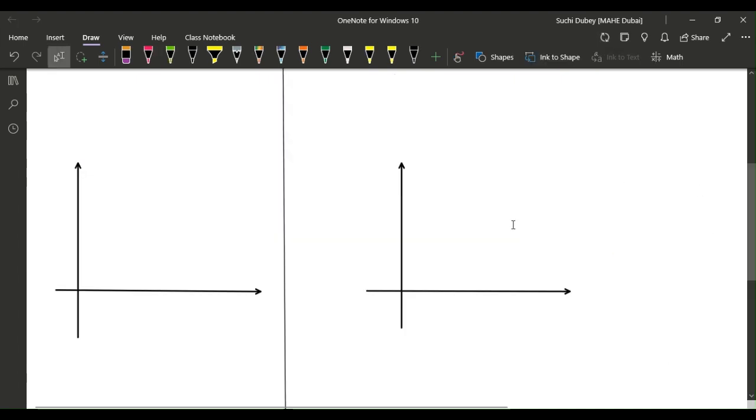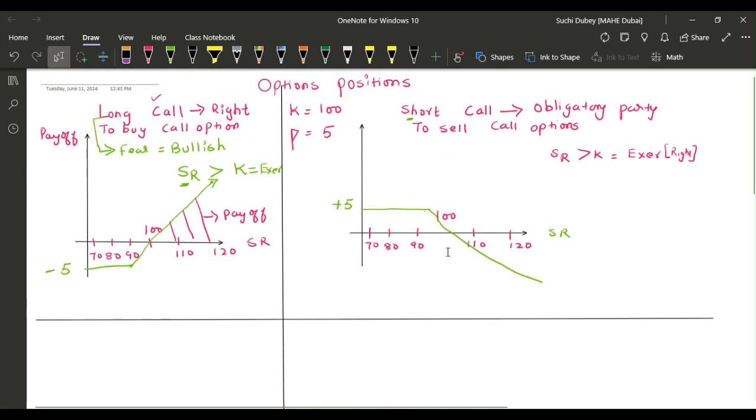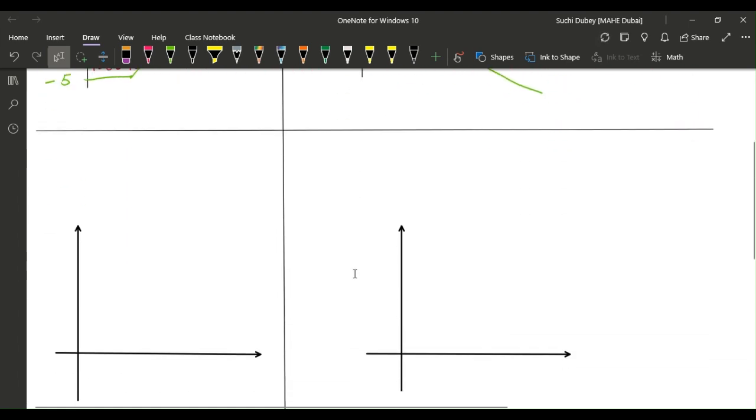It is an absolute mirror image of each other. So I believe that here you may have understood the long call and short call in option positions. Now I'm going to discuss the long put and short put payoff diagram. Before we discuss further, we need to understand what the long put and short put are all about.